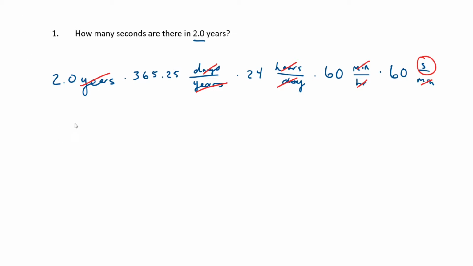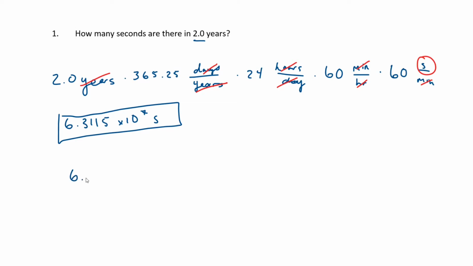So when you do that, you're going to find you end up with a number very much like 6.3115 times 10 to the 7 seconds. And so you might be tempted to say that that's your final answer right there, but let's look at the significant figures. When we started with years, there were 1, 2 significant figures, so we can only have 1, 2 significant figures in the answer. So we'll round that down to just 6.3 times 10 to the 7 seconds. And that is our final answer.